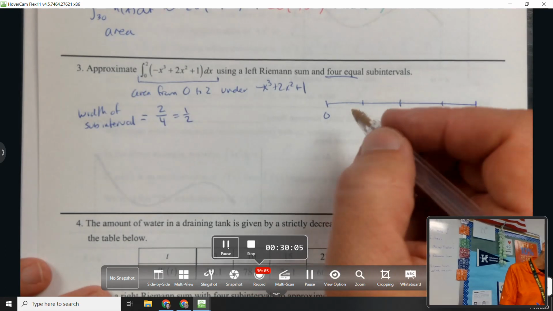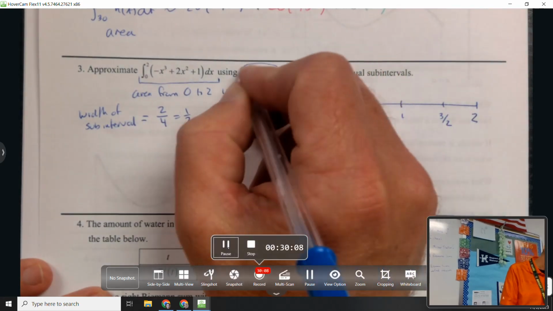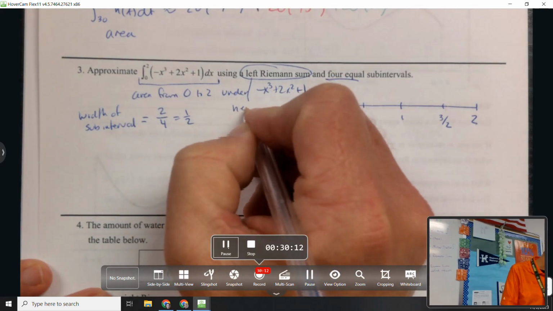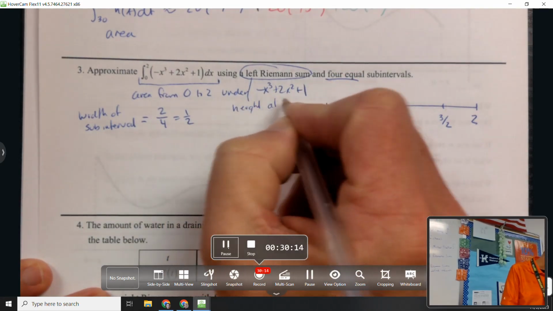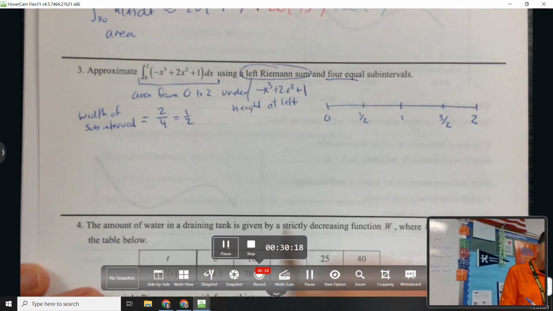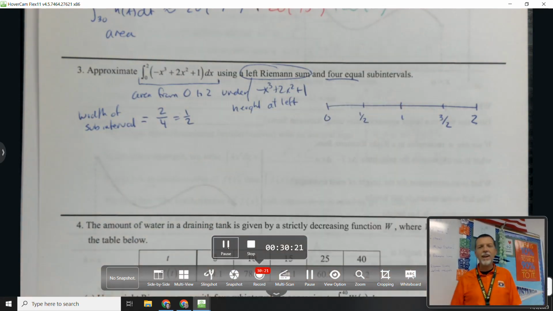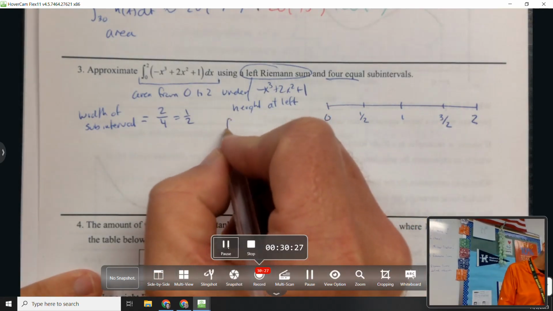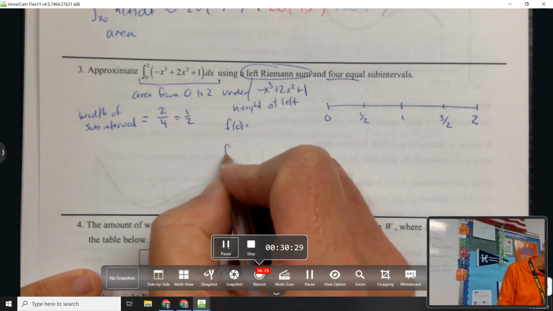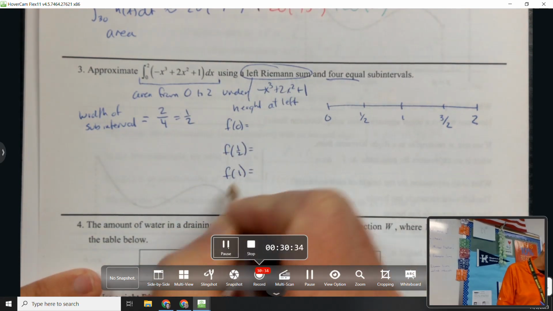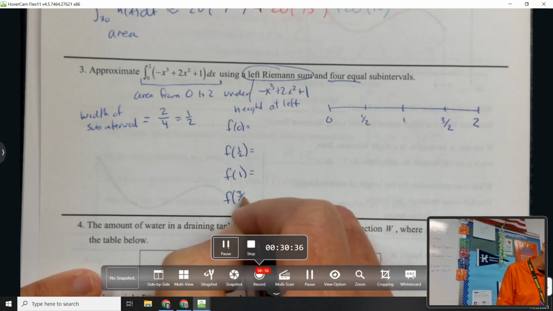So if I want my left Riemann sum, I'll need the height at the left, the height of the left side of the subinterval. So I'll need the height at 0. I'll need the height at 1/2. I'll need the height at 1. And I'll need the height at 3/2.